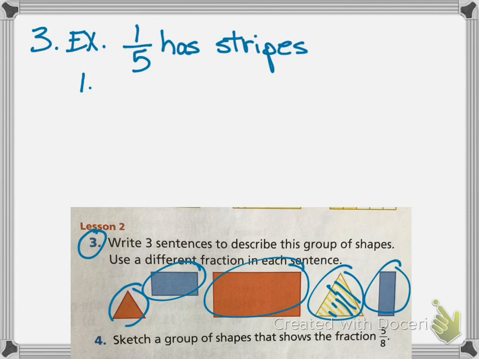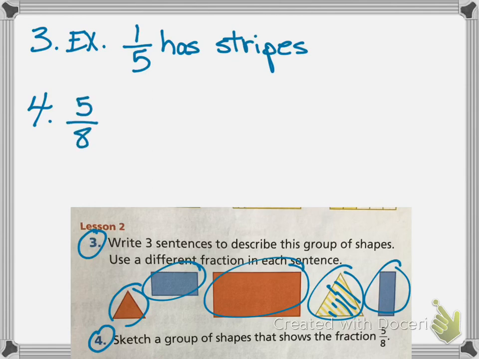So once you are done that, then we're going to go on to number 4. Number 4 says sketch. That means draw a group of shapes. So we're going to do a group like this that shows the fraction 5/8. Okay, so we're going to write that down.